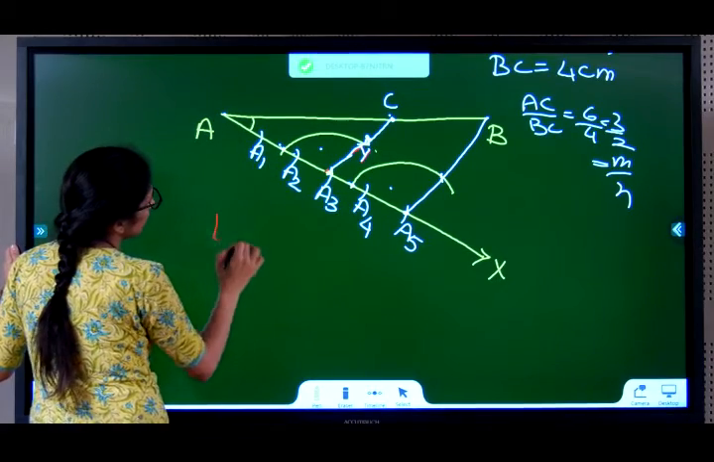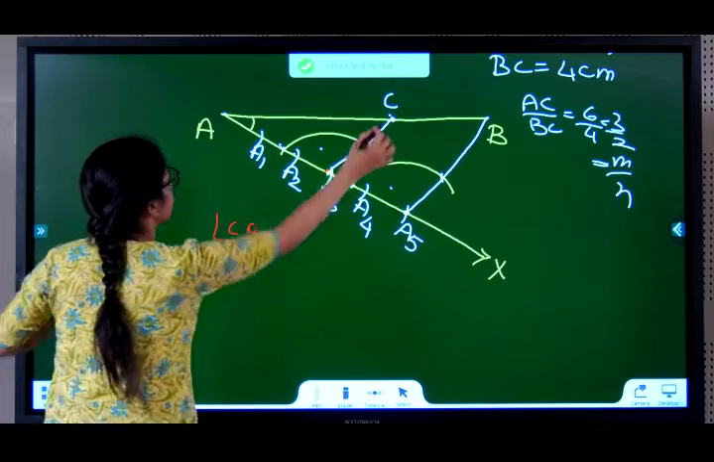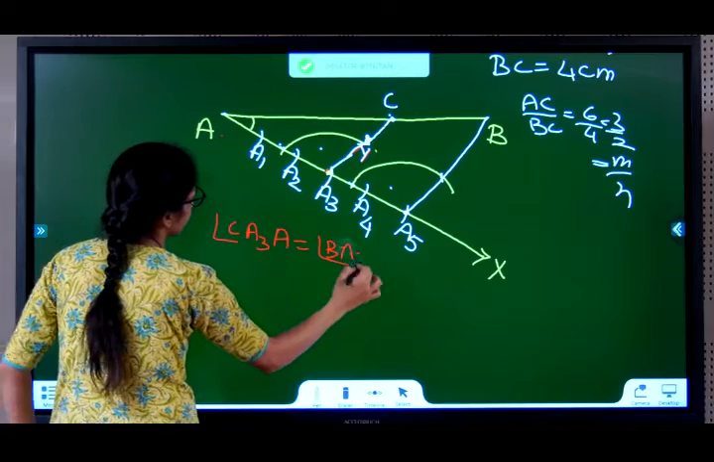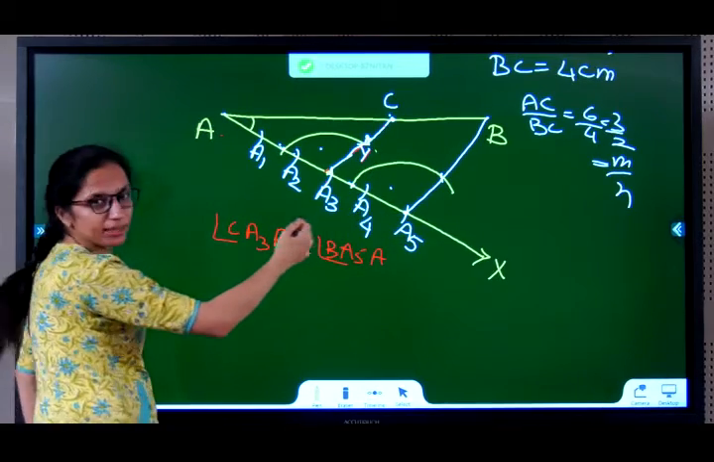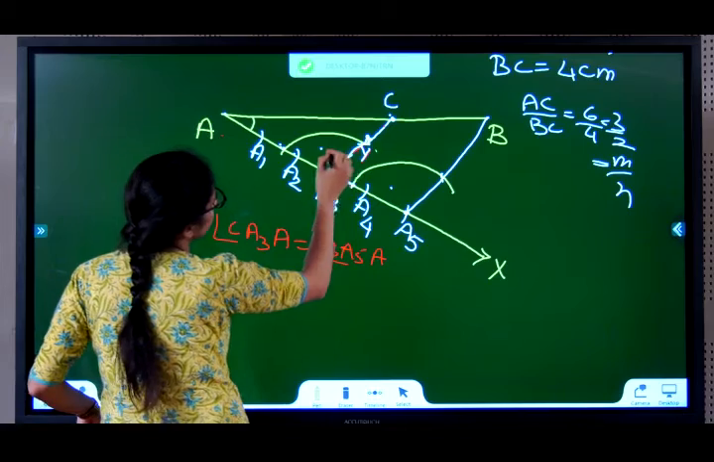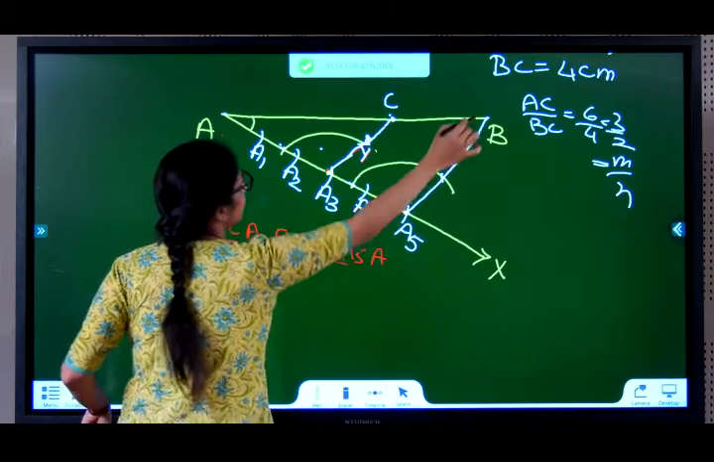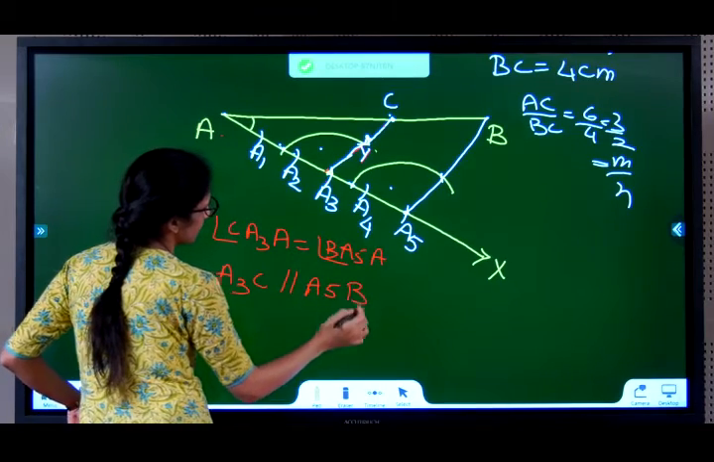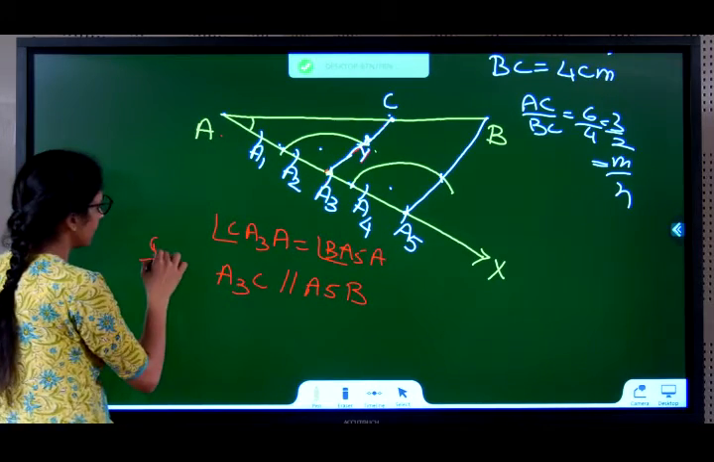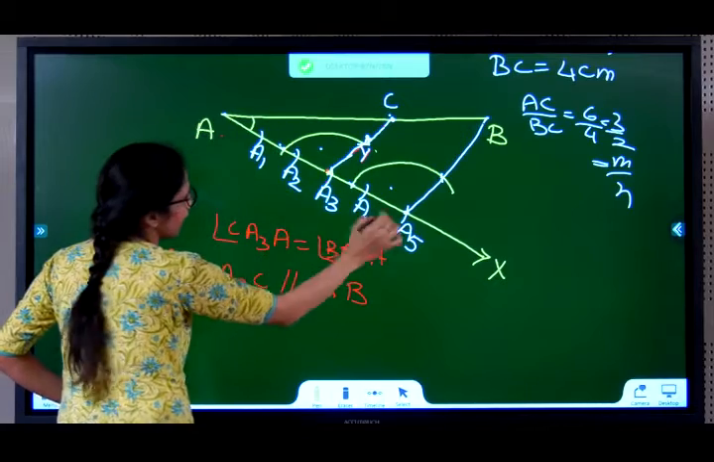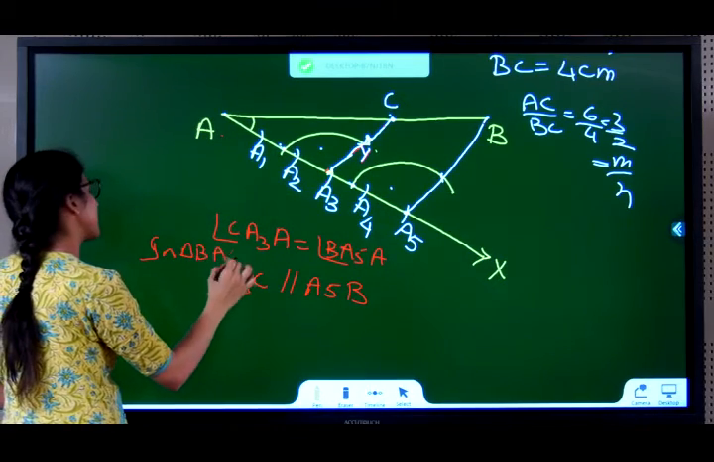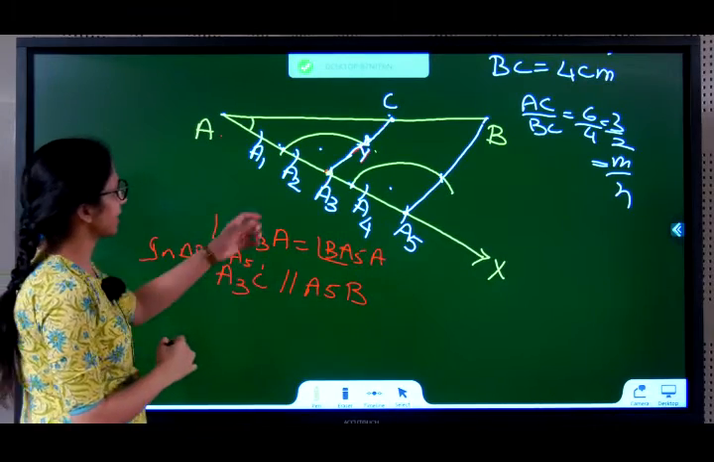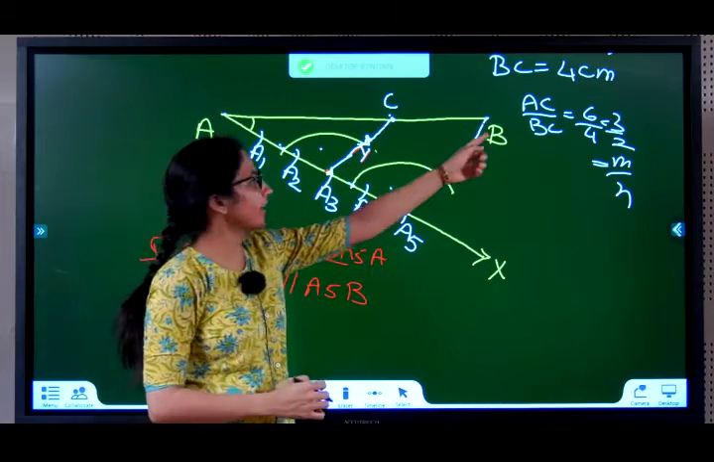Because angle CA3A is equal to angle BA5A. We constructed, right, by construction. So we can say these two angles are equal. So can I say A3C is parallel to A5B? Yes, I can. In which triangle? If I take this whole triangle BAA5, so in triangle BAA5, A3C is parallel to A5B.